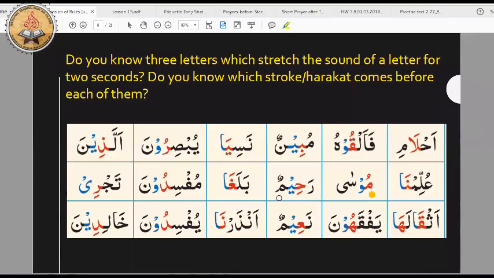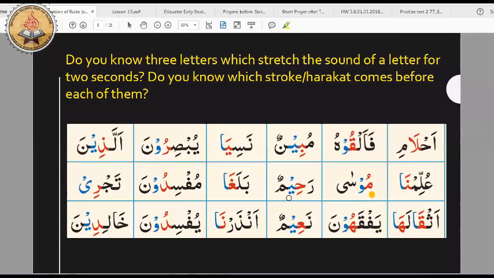Mun. Mun. Mun, once more. Mun. Good. Now put the whole word together. Rahimun. Very nice. Rahimun. Rahimun.